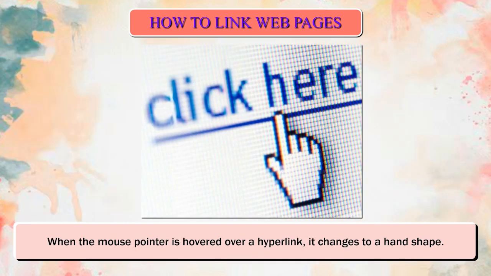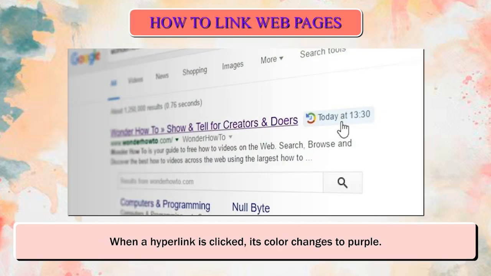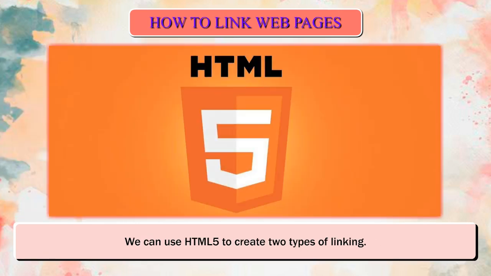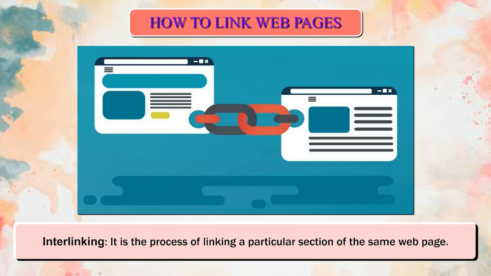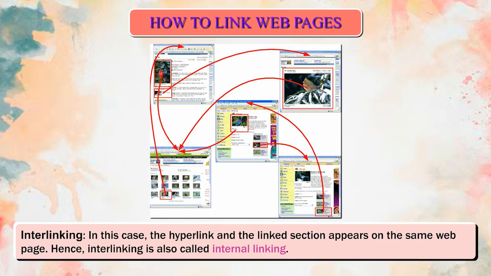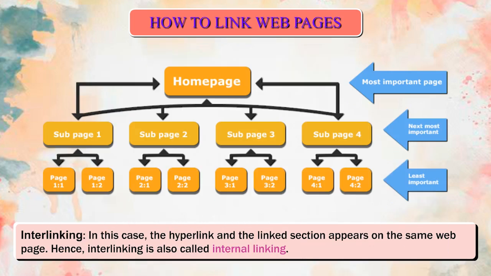When the mouse pointer is hovered over a hyperlink, it changes to a hand shape. When a hyperlink is clicked, its color changes to purple. We can use HTML5 to create two types of linking. They are as under. Interlinking, it is the process of linking a particular section of the same web page. In this case, the hyperlink and the linked section appears on the same web page. Hence, interlinking is also called internal linking.